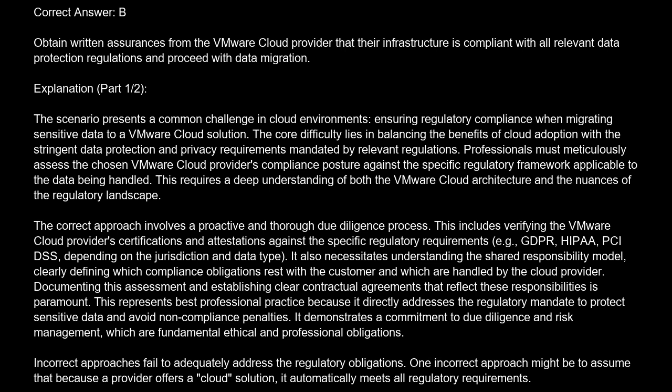This represents best professional practice because it directly addresses the regulatory mandate to protect sensitive data and avoid non-compliance penalties. It demonstrates a commitment to due diligence and risk management, which are fundamental ethical and professional obligations. Incorrect approaches fail to adequately address the regulatory obligations.